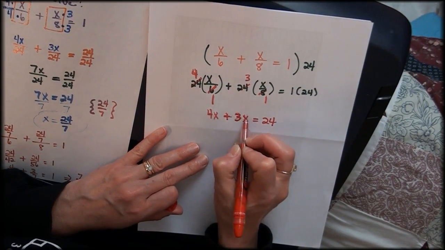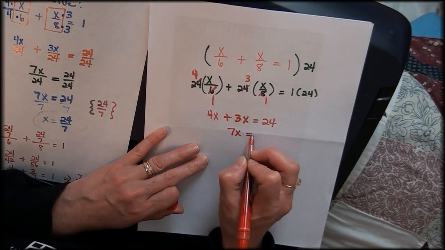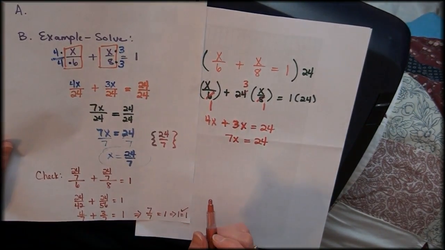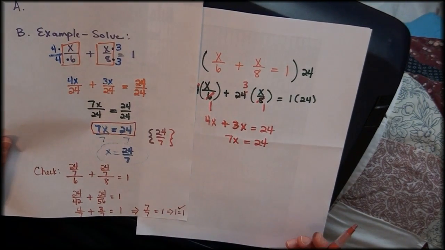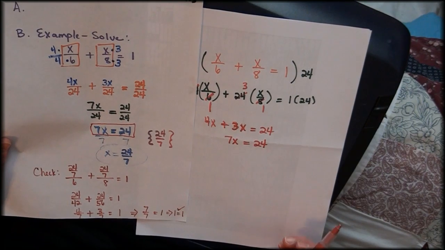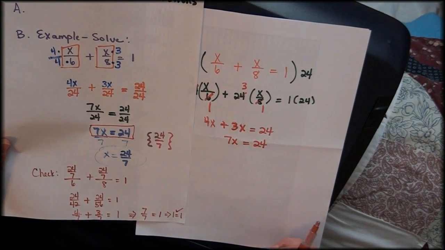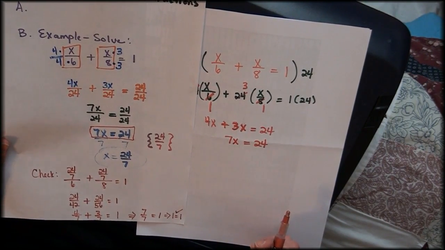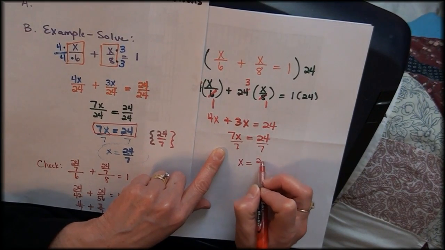So what I have now is a 4x plus a 3x. Well, that's just 7x. 7x equals 24. Well, that's the very same thing that I had gotten in that first example right here. 7x equals 24. So that's a little shortcut that you can take to get rid of your fractions. And the shortcut is you can take the entire equation and multiply everything, meaning every single term, by that LCD.